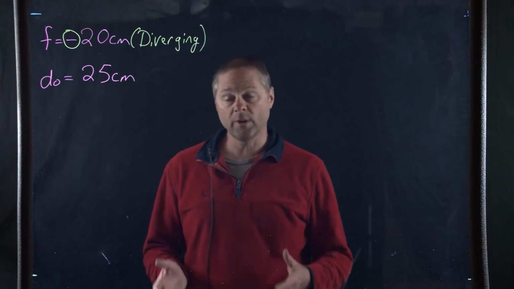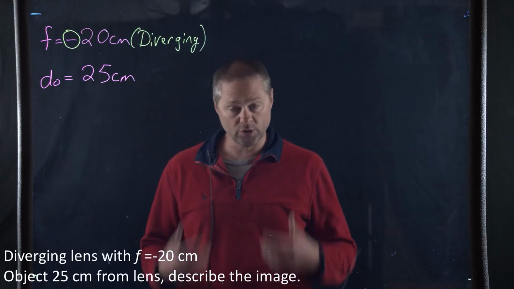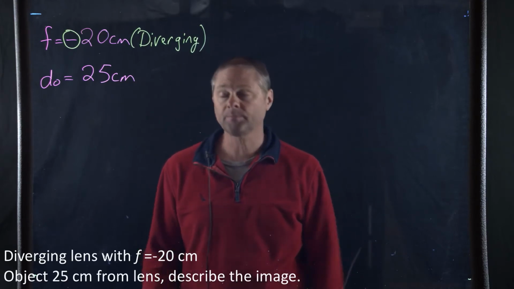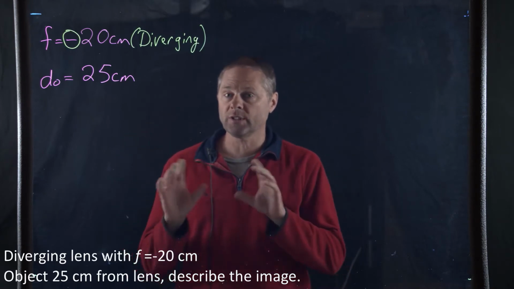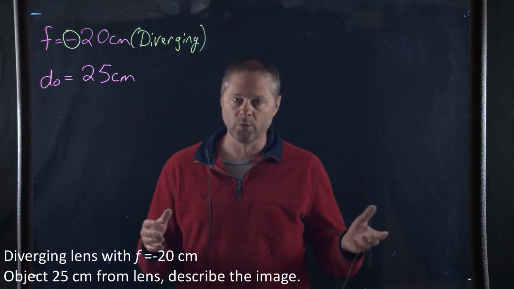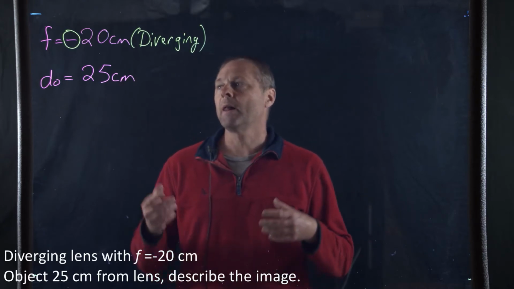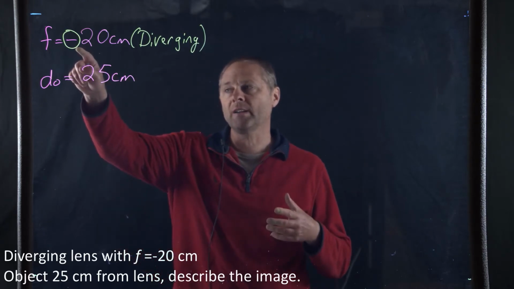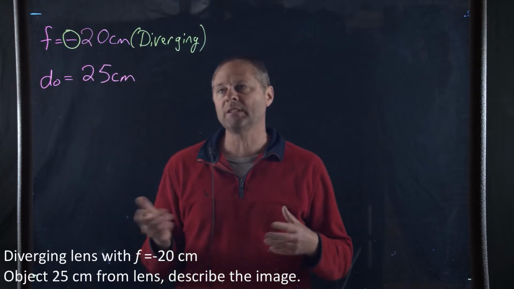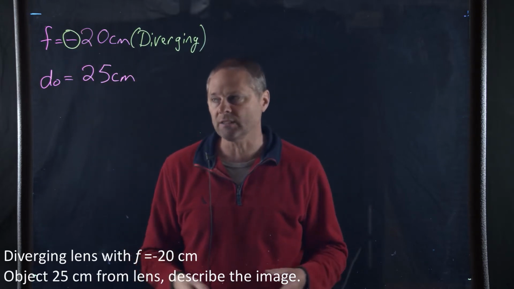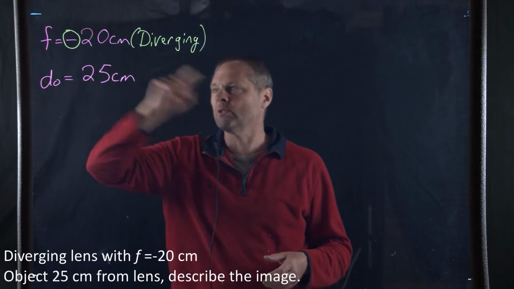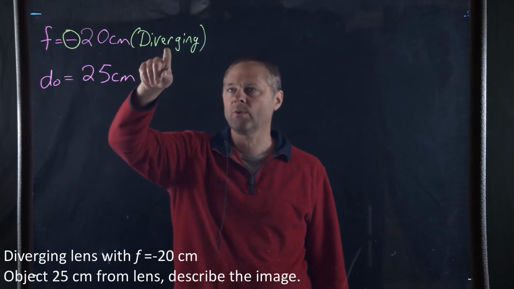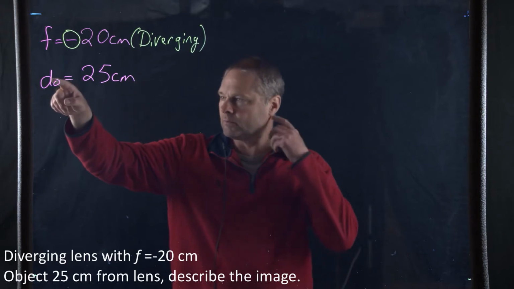In this example, once again, we're going to want to be able to describe an image. However, the lens we're doing, so this is an image that's produced from light through a lens. However, here what we've got is a negative lens, which means it's going to be a diverging lens. And the object is going to be outside of the focal point. So since we have a negative focal point, that tells us we have a diverging lens.